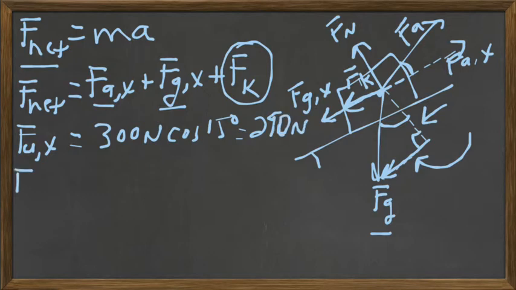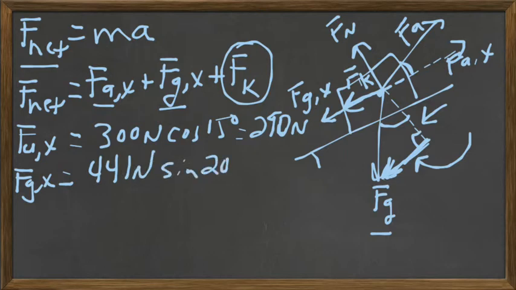The force of gravity that acts down the incline is this side of the triangle, and since it's opposite the known angle, I'll use the sine function. We already said the weight of the object was 441 newtons. So 441 sine of the incline angle of 20 degrees, and we wind up getting 151 newtons.